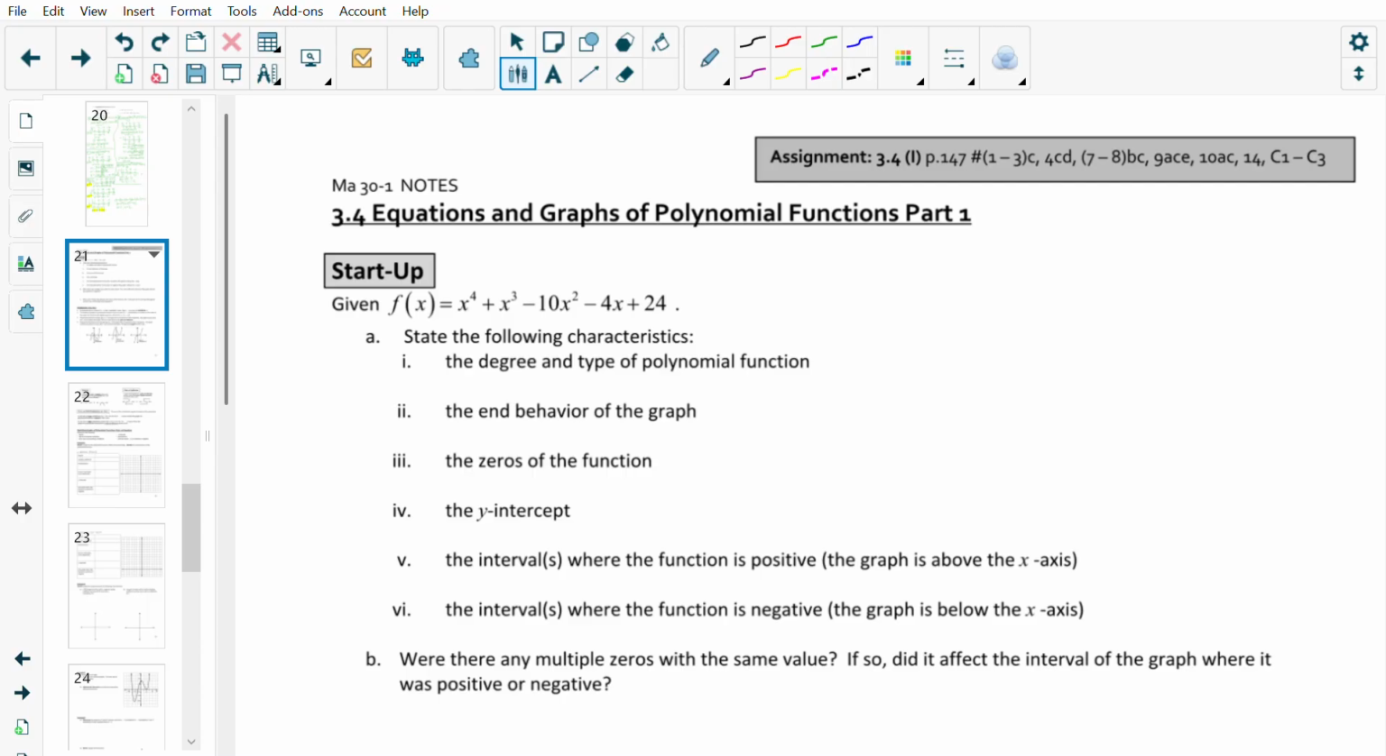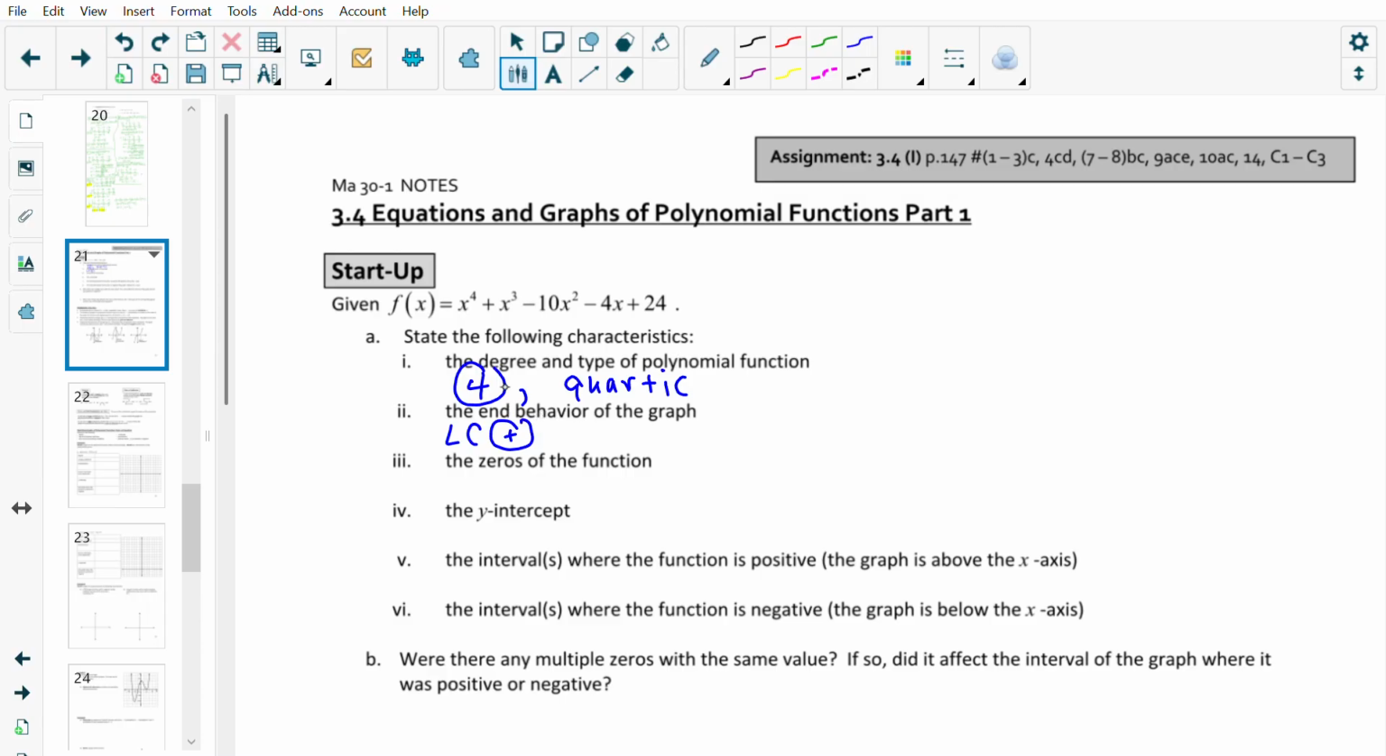State the following characteristics. Degree and type of polynomial function. Degree is 4. This is a quartic. The end behavior of the graph. So remember this one. Degree of 4, that's key. Lead coefficient is positive.